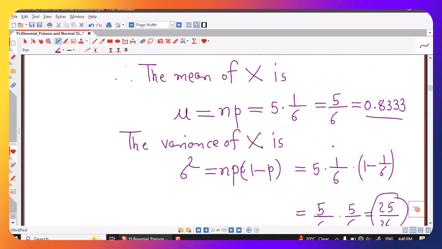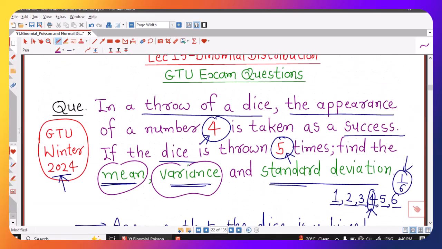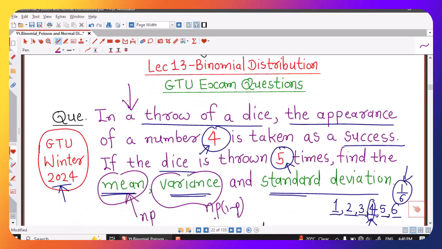So this is a nice problem. All we have to understand is that this is a problem of binomial distribution, and we should be familiar with the formulas of mean and variance of binomial distribution. So this is all about this session.